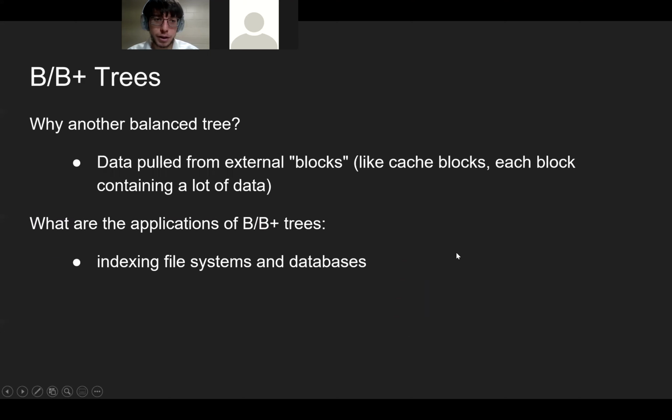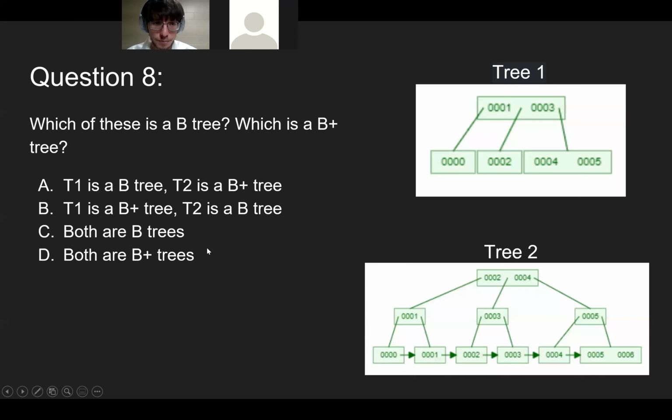So we can look at that and ask, why would we use B and B plus trees? Well, data is pulled from external blocks, so it allows us to have really large groups of data. Maybe you have external cache blocks, and the applications of them are indexing file systems or databases. So a question: you can pause and answer if you're at home, or if you're here, you can try and answer. Which of these is a B tree and which is a B plus tree?